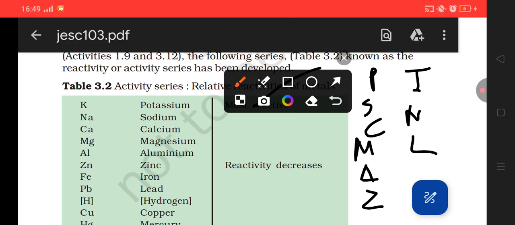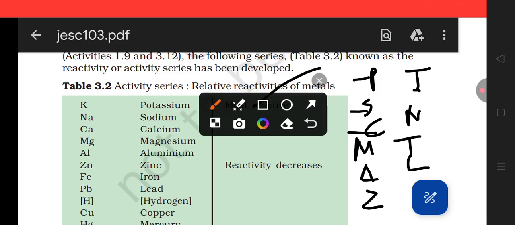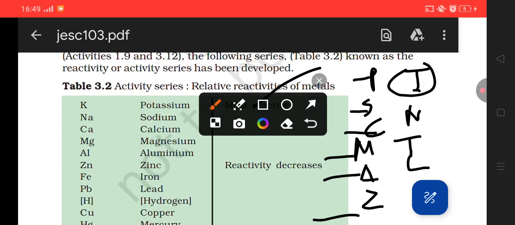Okay, one more thing. Wait for a while. That's what I was missing. PSC mesental. So this is a short trick that I would like to suggest you. P stands for potassium, sodium, calcium, magnesium, aluminium, zinc. I stands for what? Can you guess? Yes, iron, of course. Then we have N. See, after iron, which metal comes? Do you remember this?